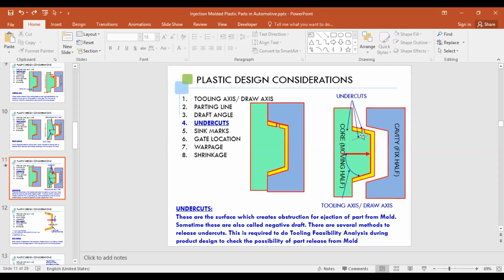Amit ji, please try to finish in 2 minutes. Please try to finish in 2 minutes. 2 minutes. Okay.